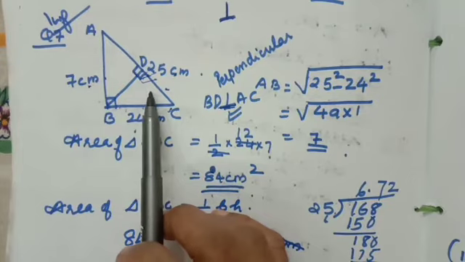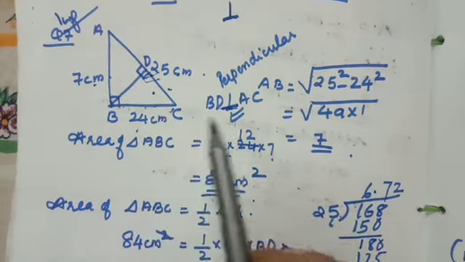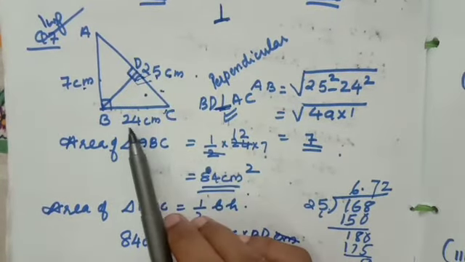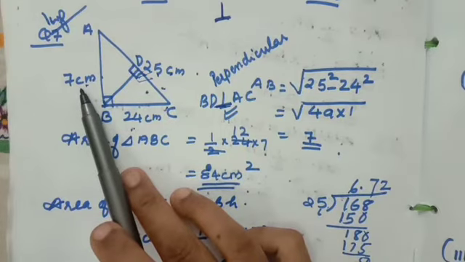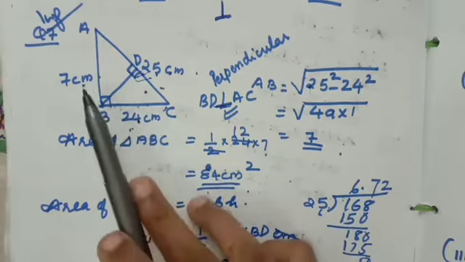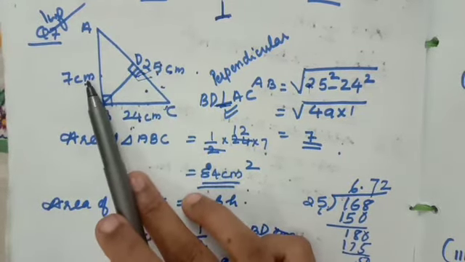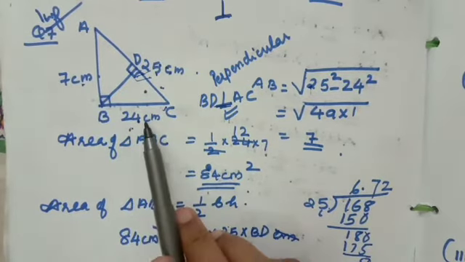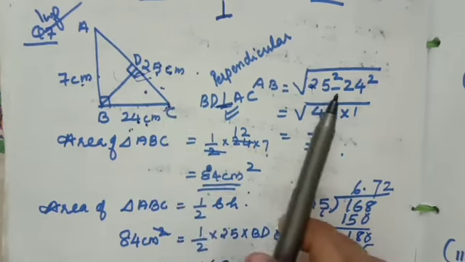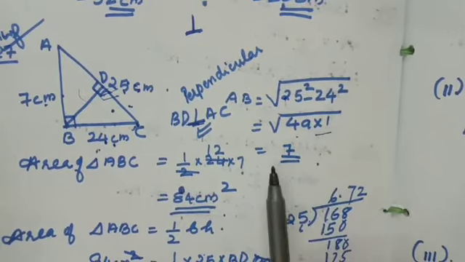In a right angled triangle you know one theorem, that is the Pythagoras theorem. According to the Pythagoras theorem, hypotenuse square equals base square plus altitude square. That is the formula. Otherwise, if you want the perpendicular, then hypotenuse square minus base square. Hypotenuse is the biggest side. Okay. So 25 square minus 24 square, that is 49, so the perpendicular is 7.